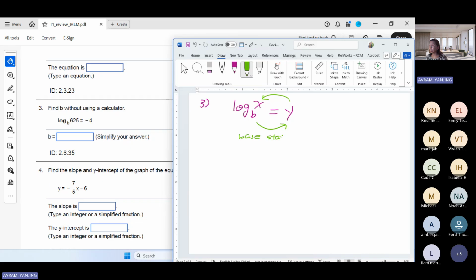Base stays the same. What does that mean? That means the base in a log is also the base in an exponential equation. So this b, when I'm raising it to the power of y, will equal x. Not b to the x equal to y, okay? If you get rid of the log, you have to make a circle, start with the base, all right? The base b raised to the power of y equals x.